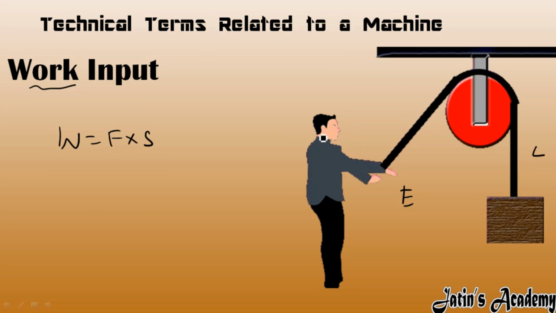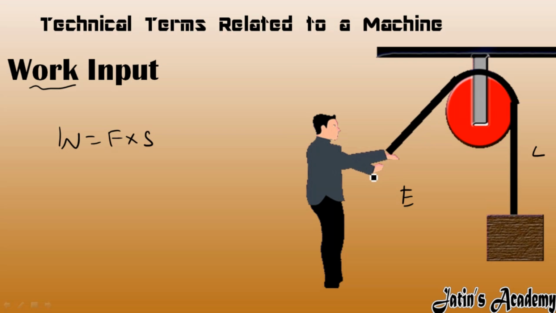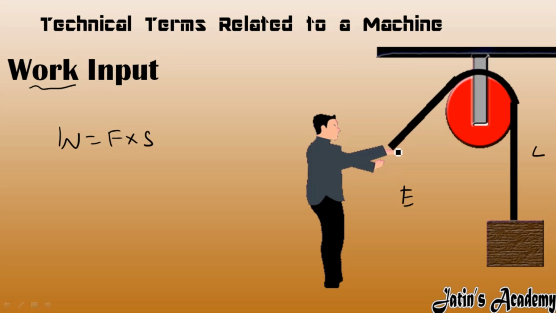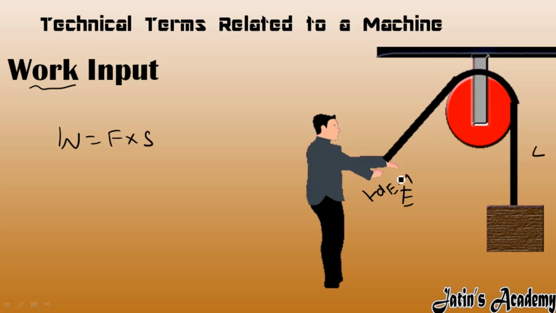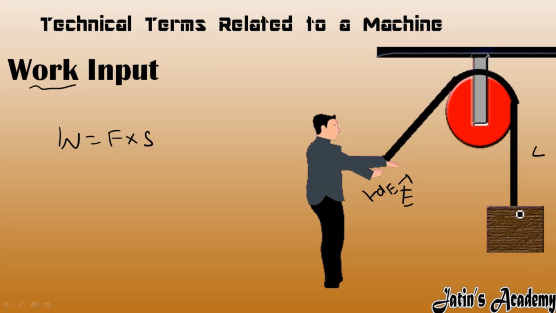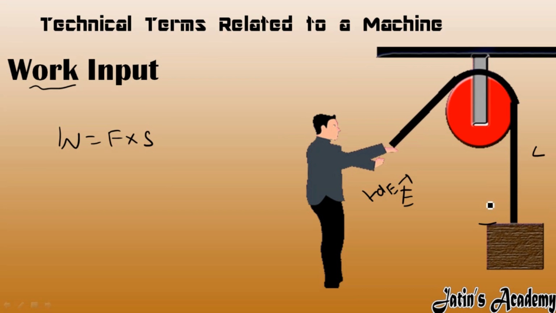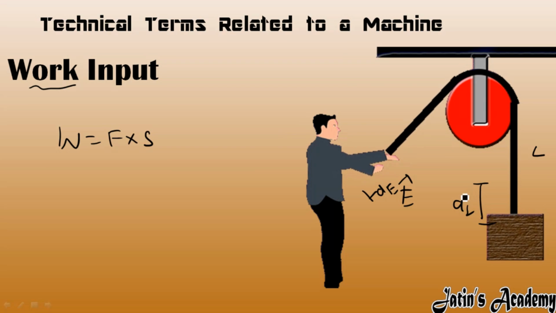The force applied by this man on the machine is called effort. This effort point is also moving in the direction of force, meaning force is applied in this direction and the effort is moving also in this direction. The displacement covered in the direction of force by the effort is called displacement of effort. Now similar to the case of load. This machine is applying force on the load, and the force applied on this block is called load, and the load is also moving in the direction of force. When the load is moving in the direction of force, that is called displacement of load.